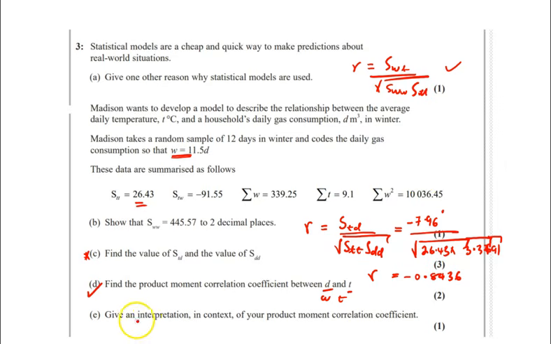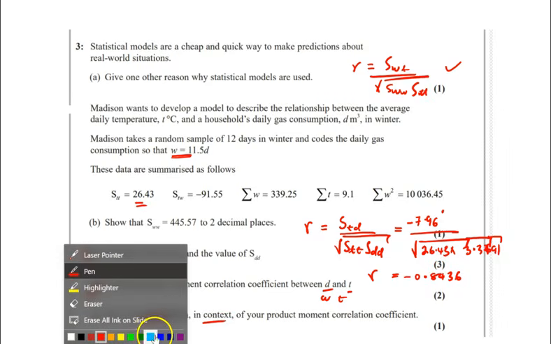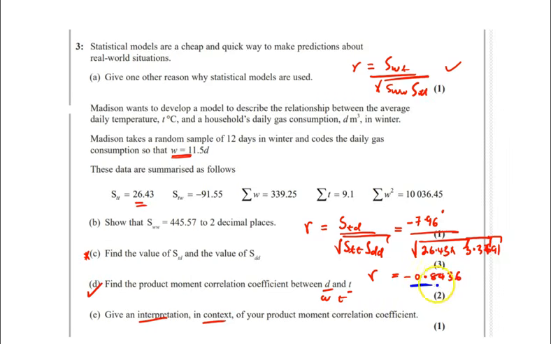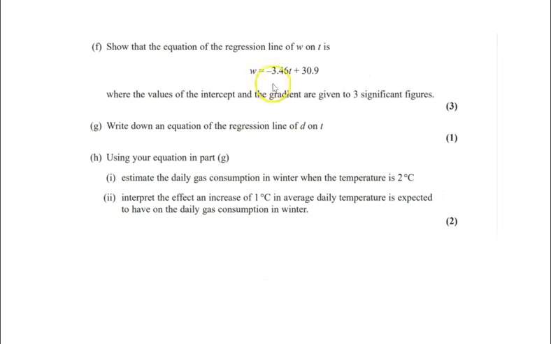Then give your interpretation in context. Remember what you have here is a negative correlation. So what you need to tell us is that when T increases, when the temperature rises, the gas consumption goes down, the gas consumption decreases. An increase in the temperature will lead to a decrease in the gas consumption. That's your interpretation. Let us go to the next part of the question, part F.